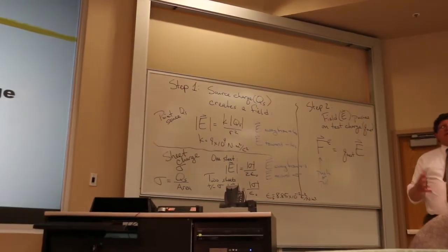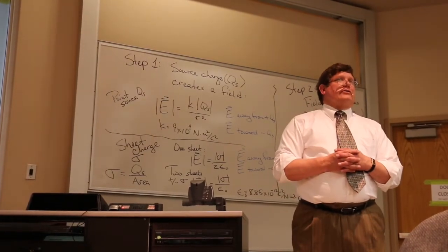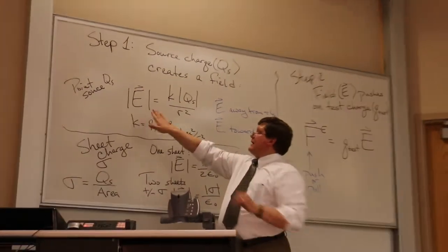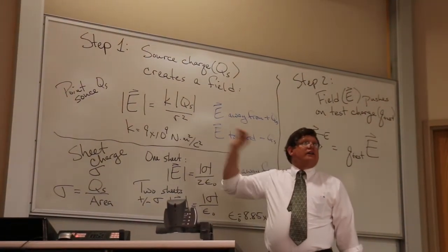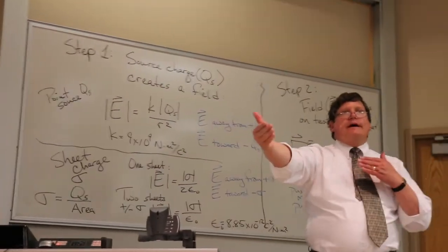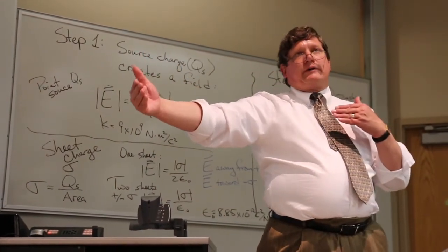And how it creates that field is determined by what kind of a source it is. If it's a point source where it's concentrated, then it obeys Coulomb's law, where it depends very heavily on the distance away from the source. Twice as far away is four times weaker. Three times as far away is nine times weaker.